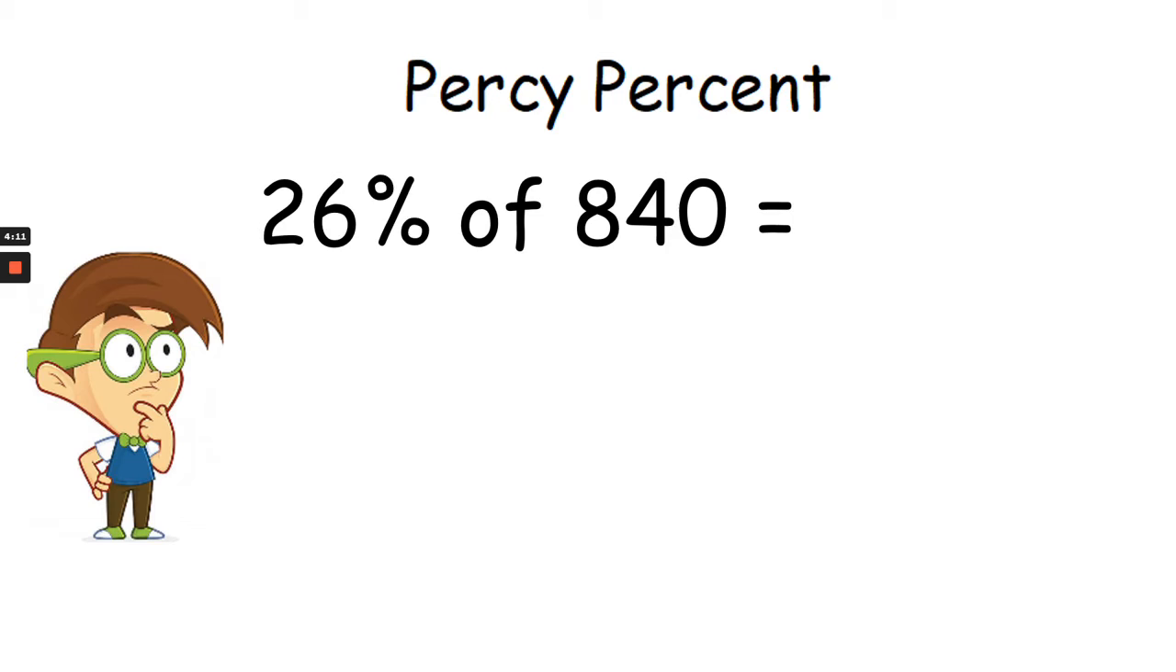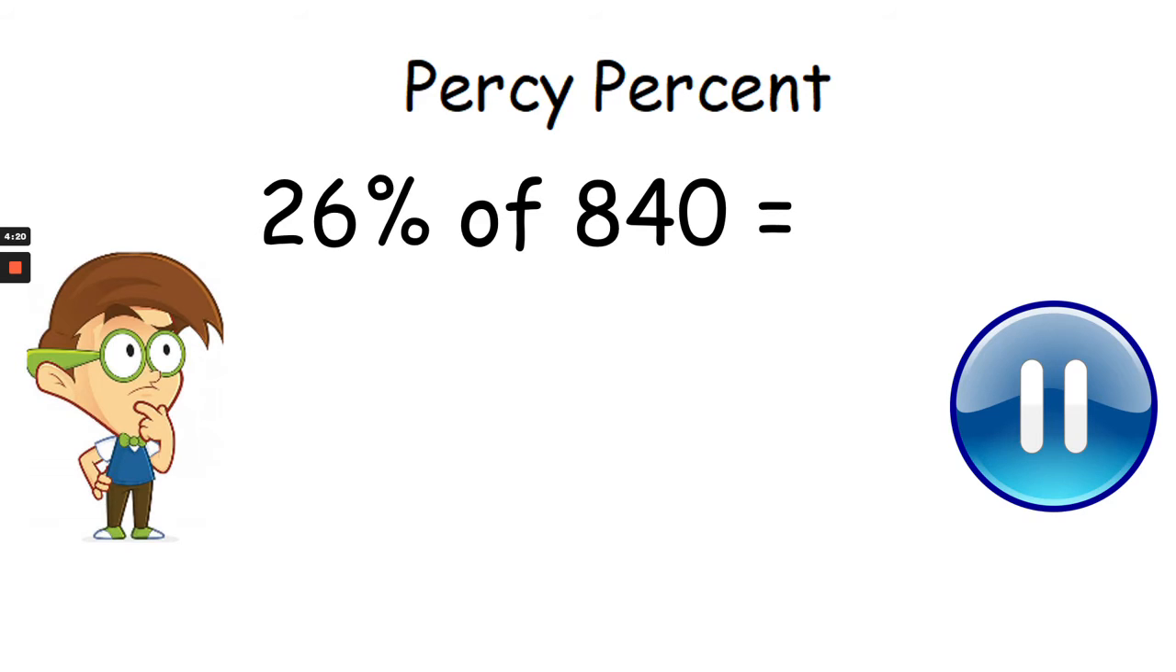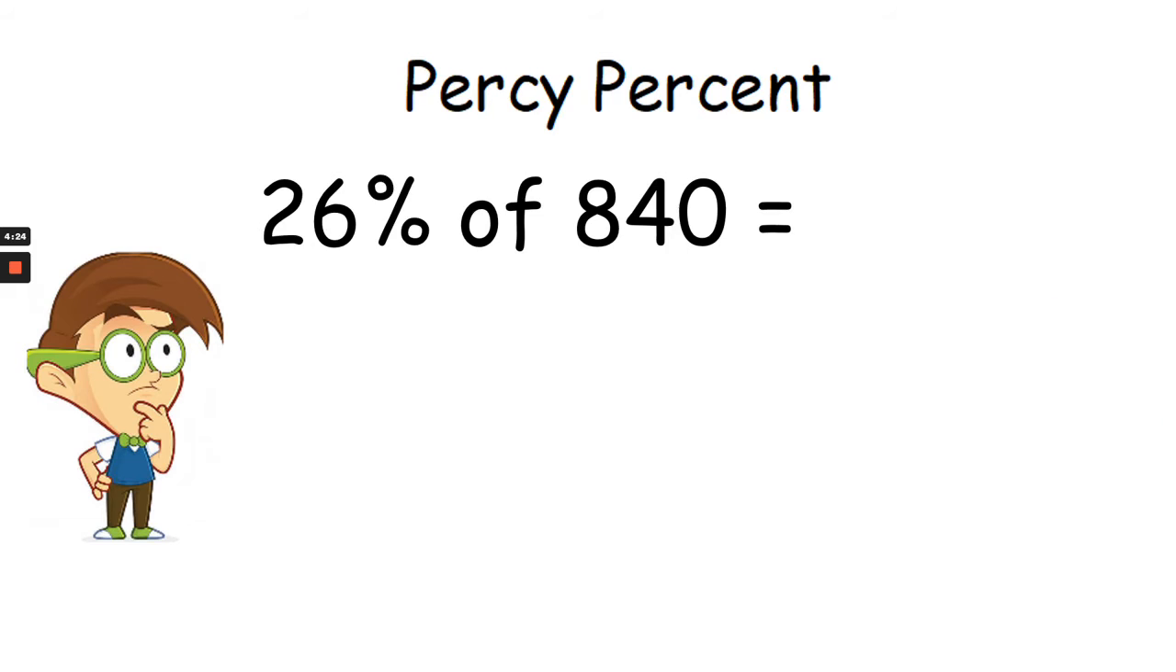Percy wants to find 26% of 840. Remember, Percy only uses facts that he knows. All right, pause your video and have a go. All right, let's have a look. So first, Percy found 25%. He knows 25% is equal to a quarter. A quarter of 840 is 210.